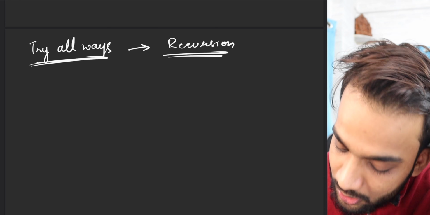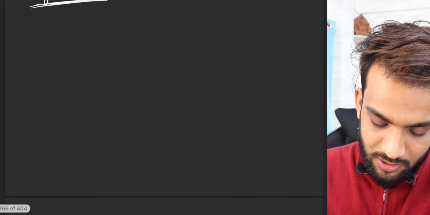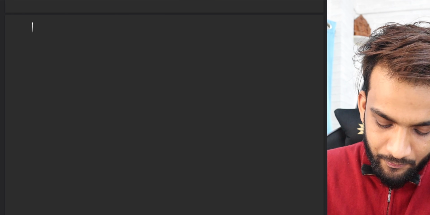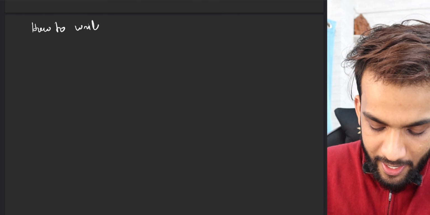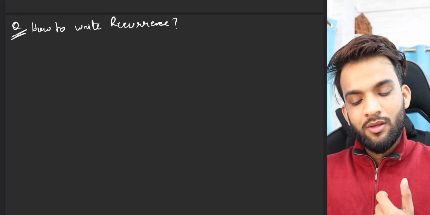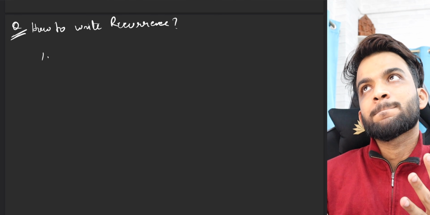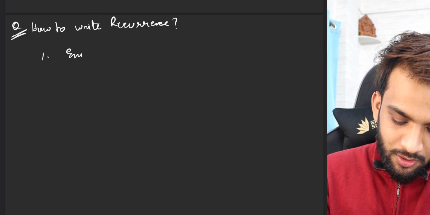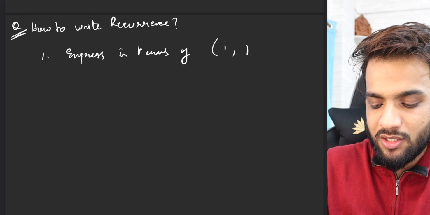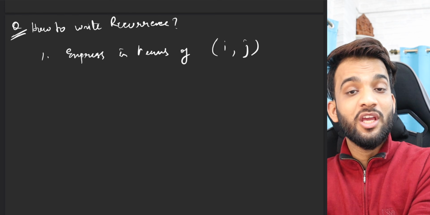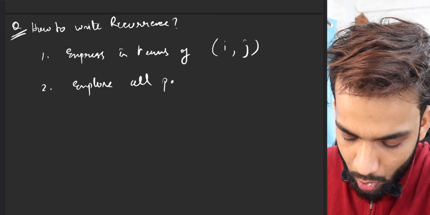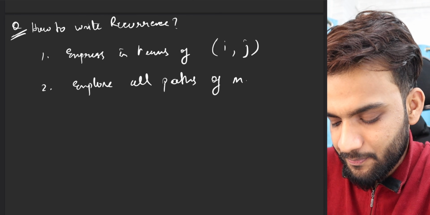That's recursion. How do you write recursion? Because the first step is how to write recursion. So let's actually go back and try to write this recursion. How to write recurrence, correct? So the question is very simple, how to write recurrence. I can say there are two strings. So I'll try to express in terms of, as usual, our rules. In string matching, I represents the first string, J represents the second string. Explore all paths of matching, or possibilities of matching.